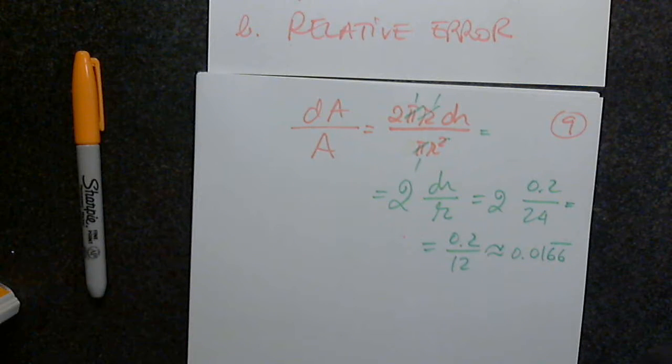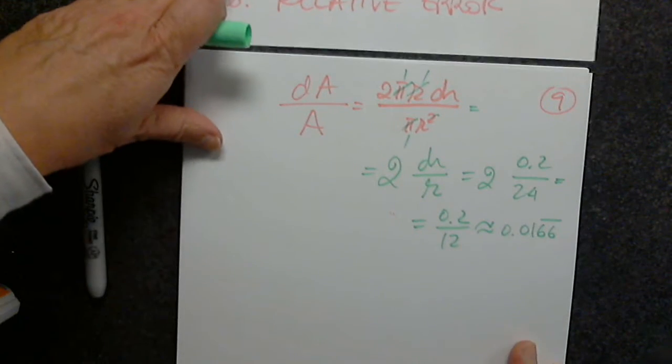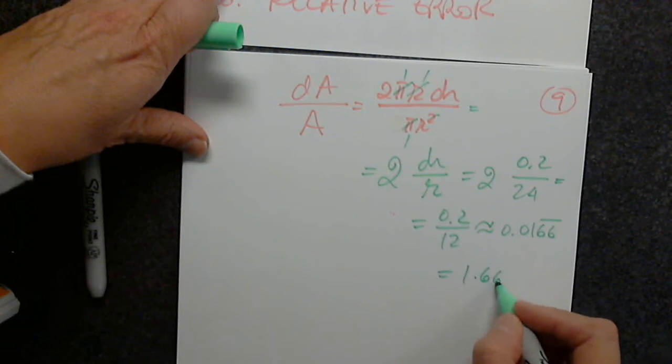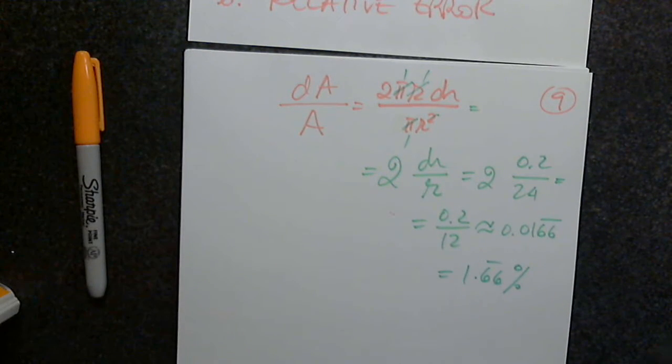And lastly, they are asking us what is the percentage error. Okay, no problem. I just say 1.66%. Change that into, so a 0.2 error in the radius creates a 1.66% error in the area. So bottom line, everything has consequences. Questions?